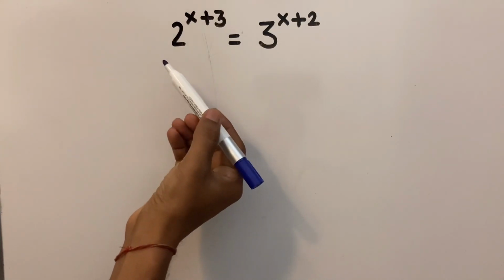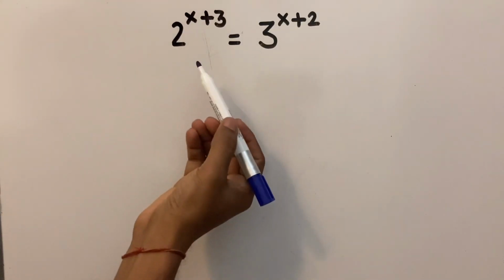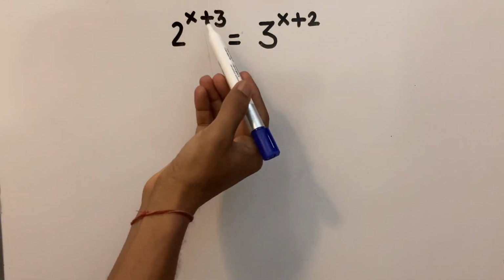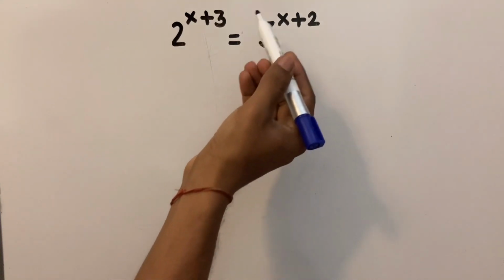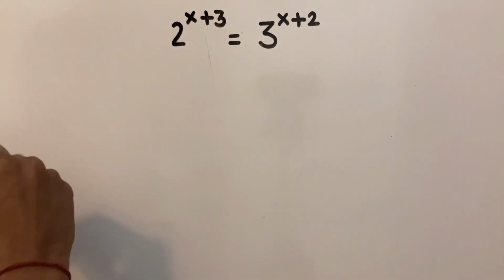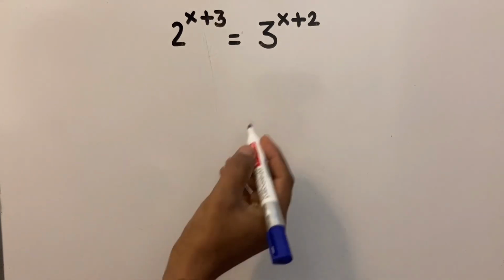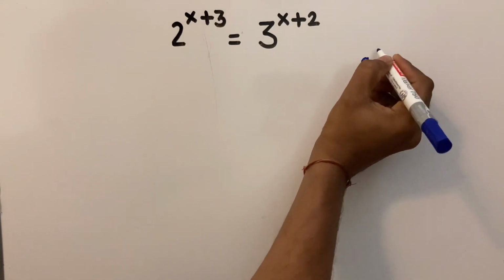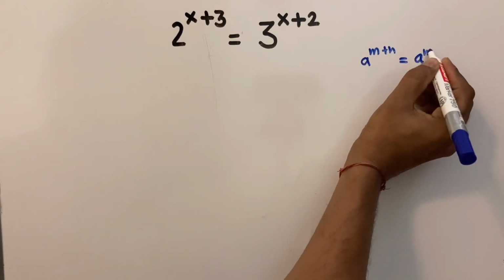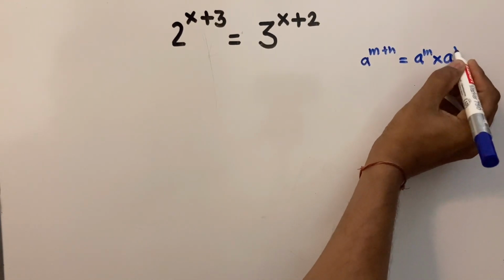In this problem, you have to find the value of x which satisfies this exponential equation: 2 to the power x plus 3 equals 3 to the power x plus 2. To solve this equation, we will simplify it by using the exponential rule, which is a to the power m plus n equals a to the power m multiplied by a to the power n.